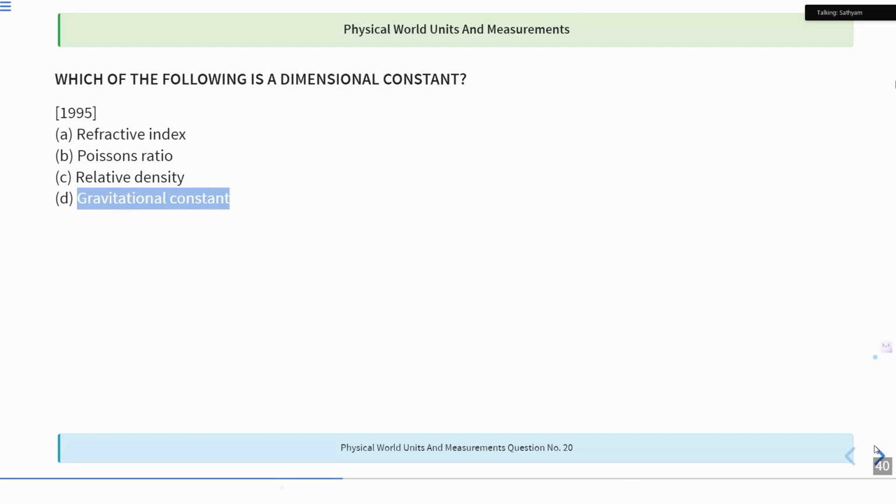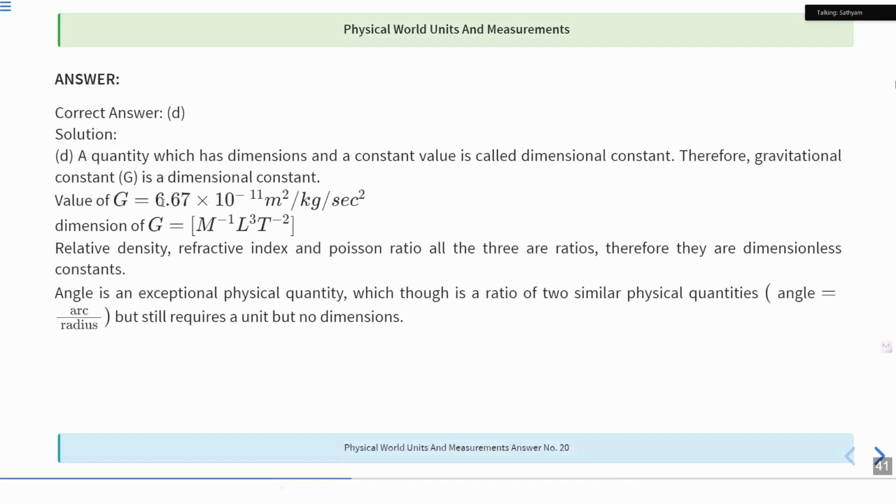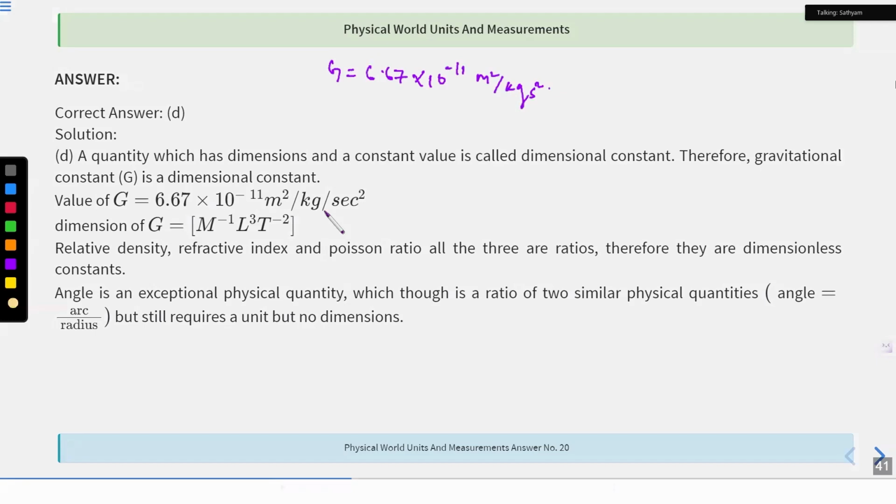What is the value of the gravitational constant? 6.67 into 10 to the power minus 11 meter square per kg per second square. Some people don't remember this.